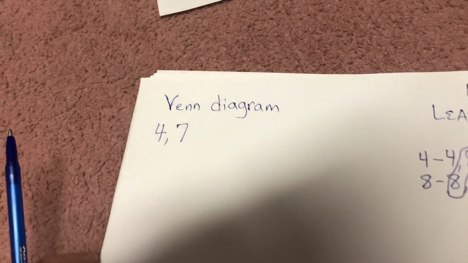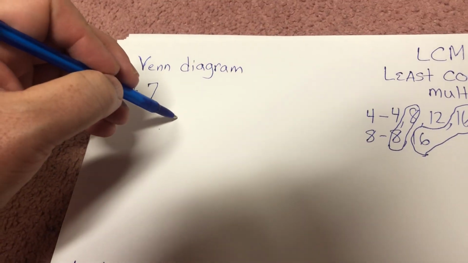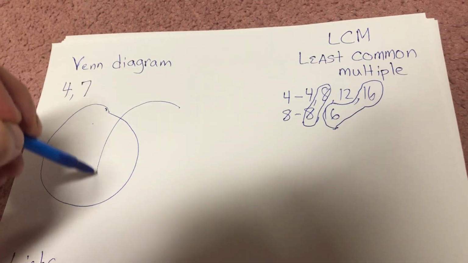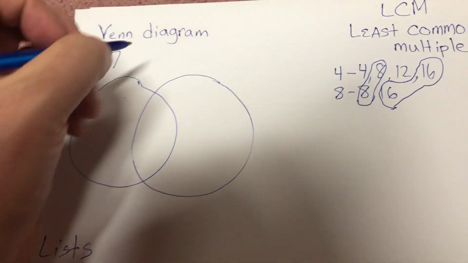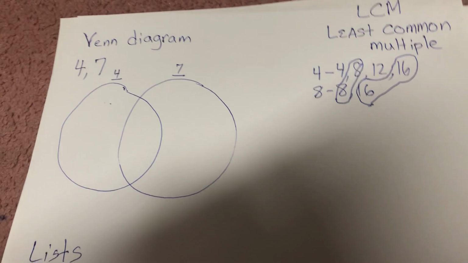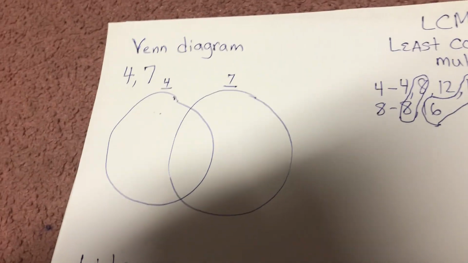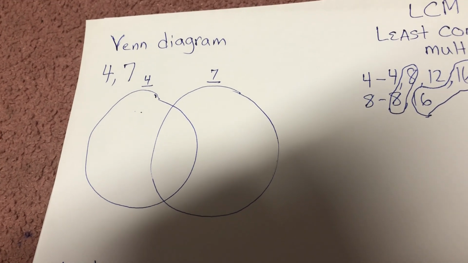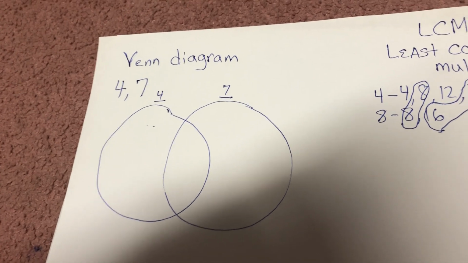Now, Venn diagram. You'll remember we did a Venn diagram in yesterday's video and yesterday's assignment. So once again, those beautiful circles. Here we're going to have the number 4. Here we're going to have the number 7. When I want to find common multiples, the directions are going to tell you to make a Venn diagram to find the least common multiple, and you will actually have to make a Venn diagram on your paper.